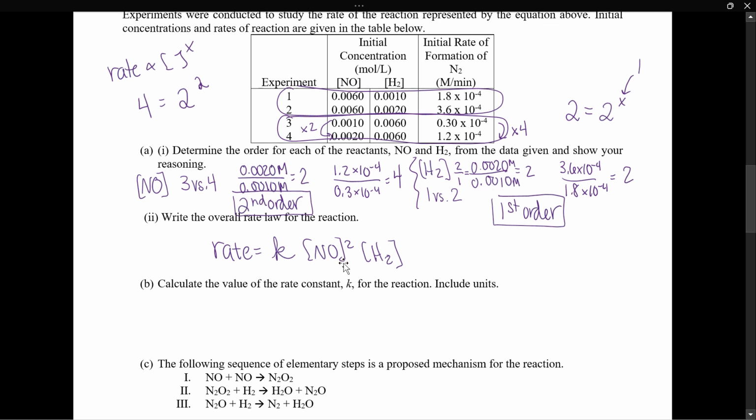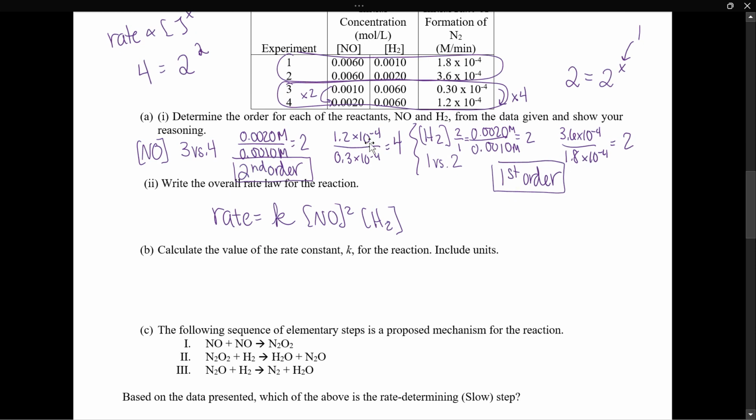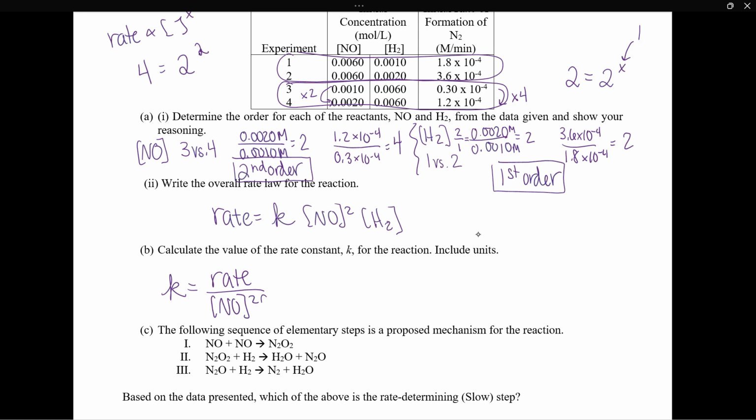All right, so we've got a rate law here. And if we know a rate law and we have some numbers here, we can actually solve for k. I'm just going to do some algebra and rearrange this. k equals rate divided by the concentration of NO squared and the concentration of H2. I can pick any data set. I'm going to use the first one.